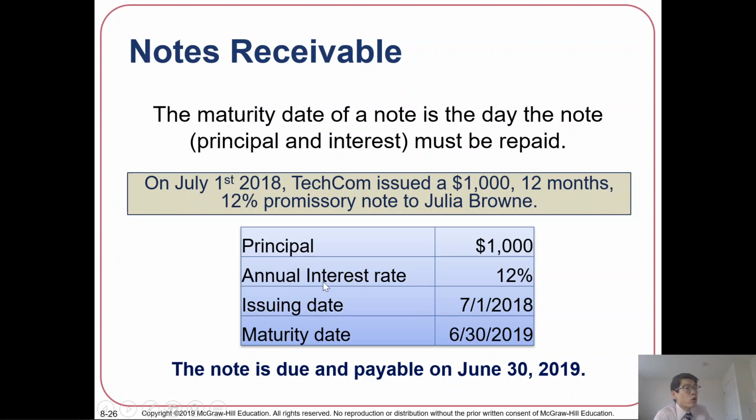Now we know that the principal is $1,000. That is the amount that Julia borrowed from the company for use. When it comes to maturity on that date, not only does Julia have to pay back this $1,000 principal, but she also has to repay the interest for using that $1,000. Interest for using that $1,000 for a year is 12% times $1,000, which is $120. So Julia has to pay $1,000 principal plus $120 of interest to TechComp.